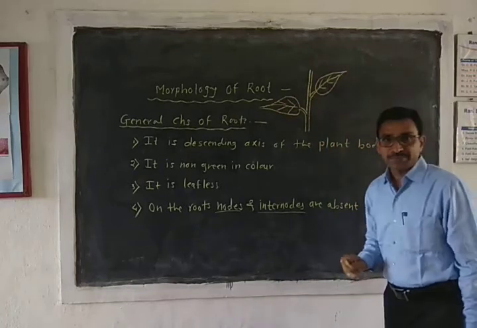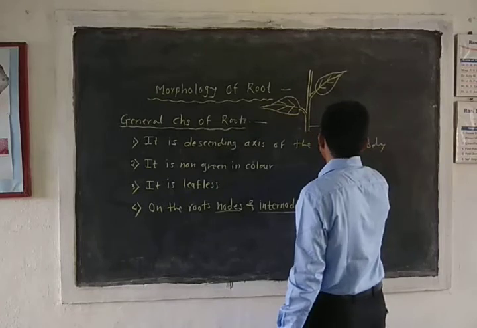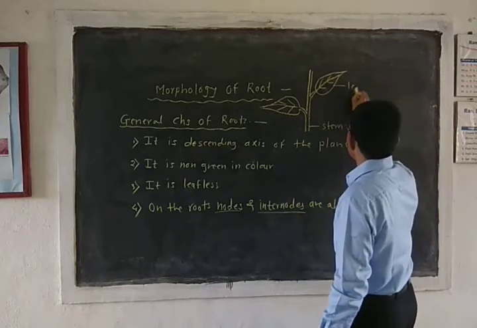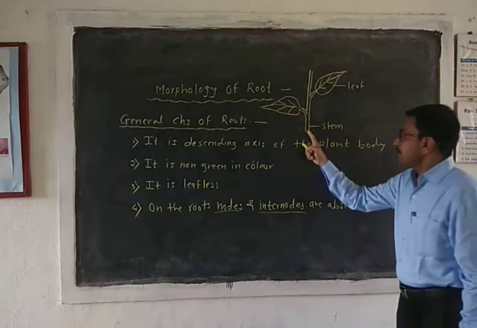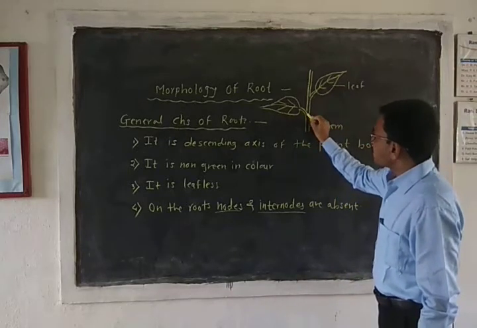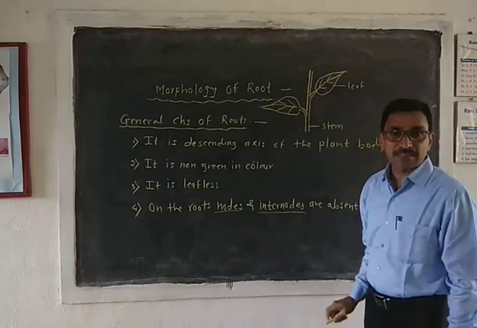This is the plant body. This plant body having stem and leaves. This is the portion of stem from which leaf is arise.